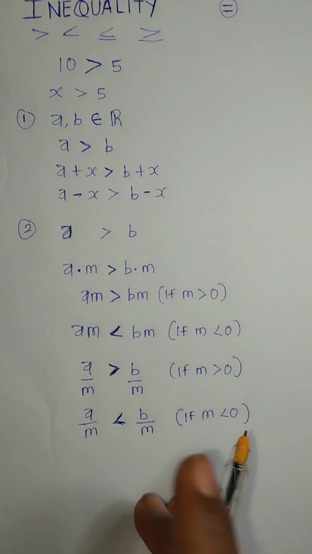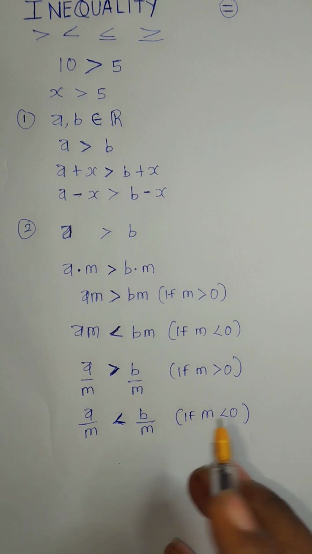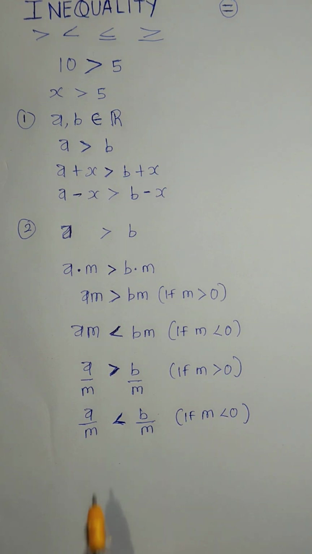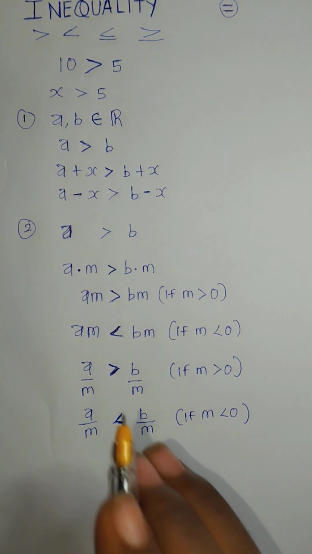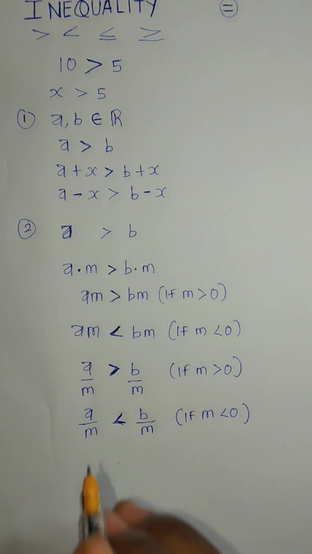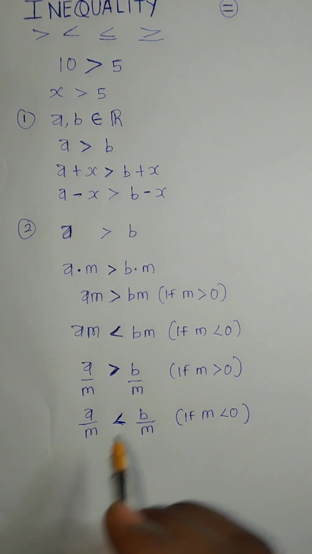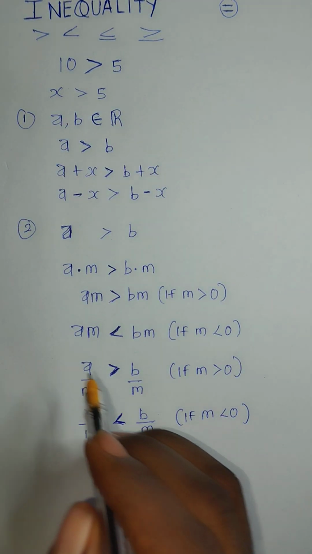So that means if you want to multiply both sides of your inequality, or you want to divide both sides of your inequality by anything, you need to check if that thing is positive or negative. In my next class, I'll be teaching you how to check if an expression is positive or negative. So for now, I need you to understand these rules we have here.